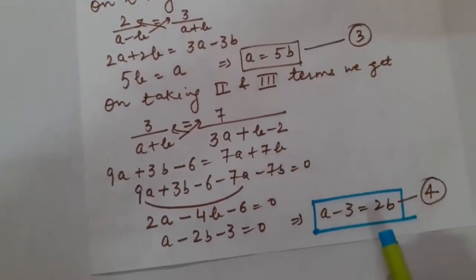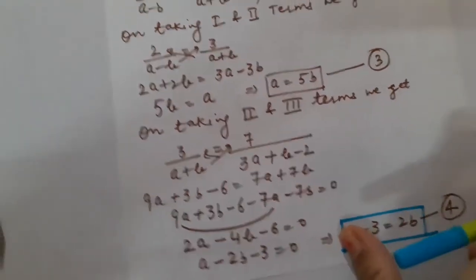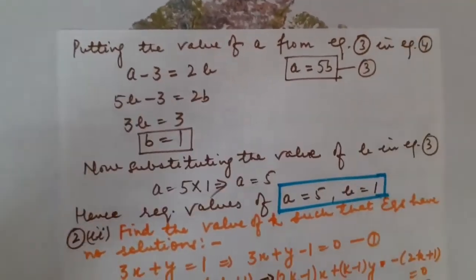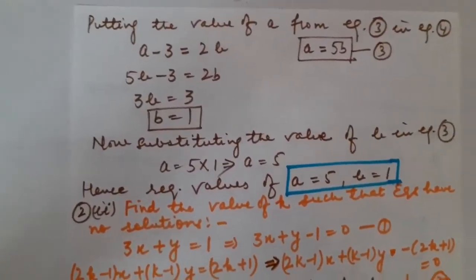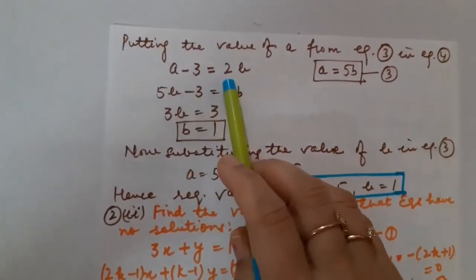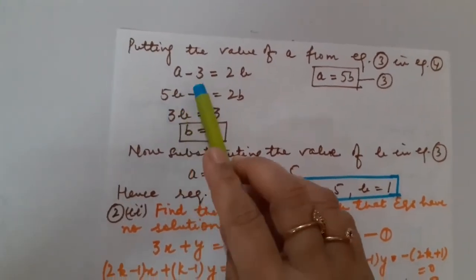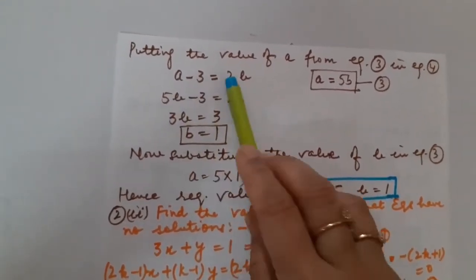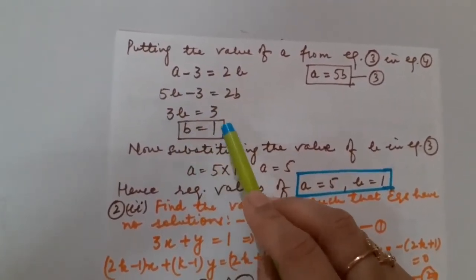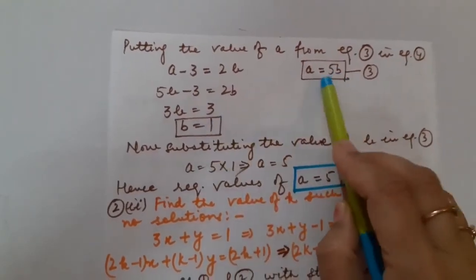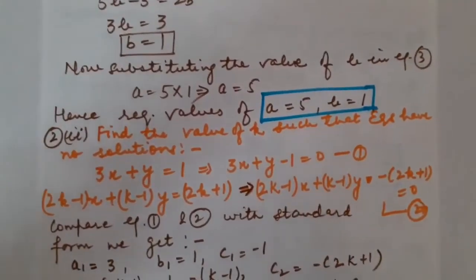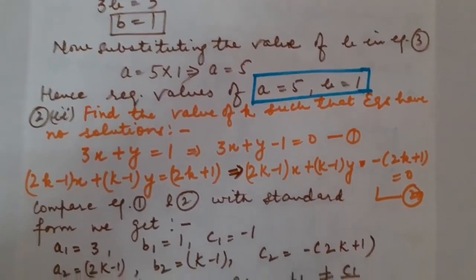Now this was the value of a. I am going to insert this value over here to come to know the value of b, as we did in the substitution method. Look, putting the value of a from equation number 3 in equation number 4. What was the value of a? a is equal to 5b. And this is equation number 4. So here I am going to put 5b minus 3 is equal to 2b. This is coming on this side. 2b will come on the left hand side. It will become 3b is equal to 3. So b is equal to 1. Put this value of b over here. So 5 into 1 will become 5. So hence the required values are a is equal to 5 and b is equal to 1.